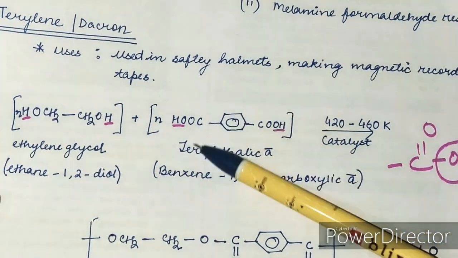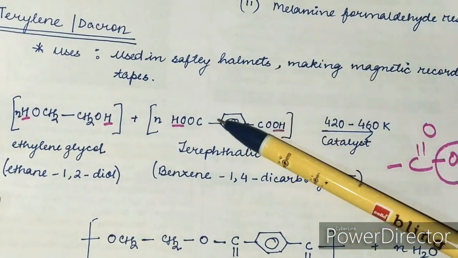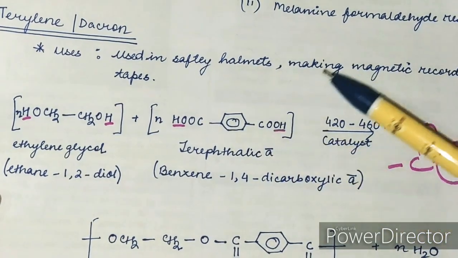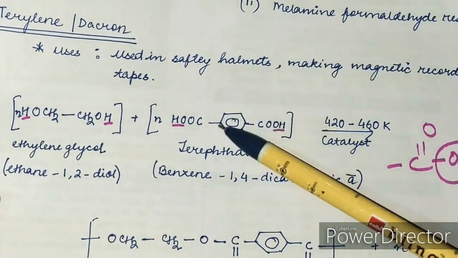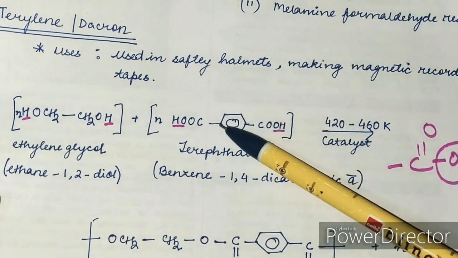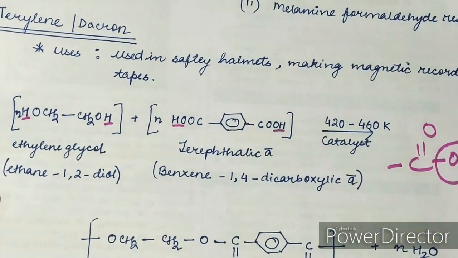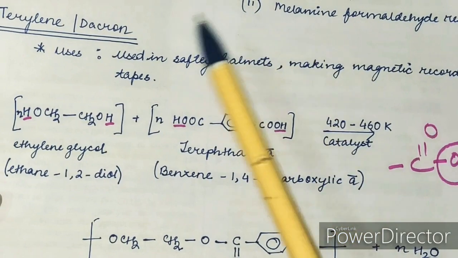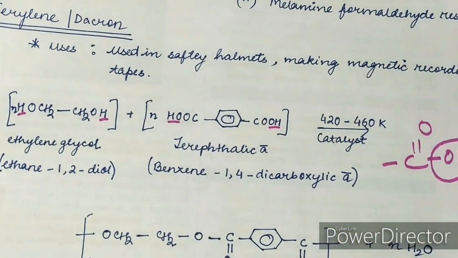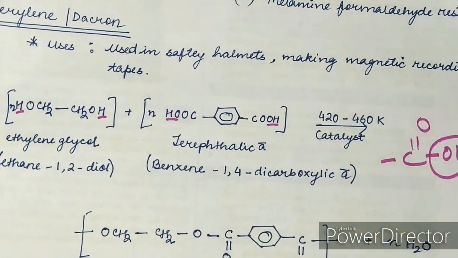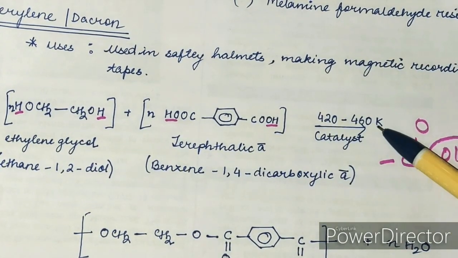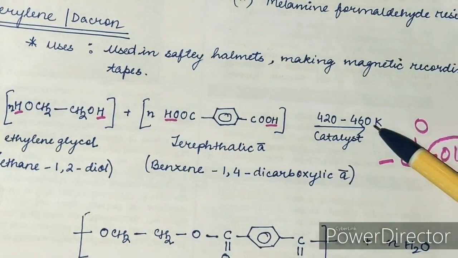Here the terephthalic acid is a ring structure, and on the two ends you will get the carboxylic acid group. So it is called benzene 1,4-dicarboxylic acid. I hope you have understood, students. Ethylene glycol and terephthalic acid are the two monomers of dacron. When you react these two in the presence of a catalyst at a temperature of 420 Kelvin to 460 Kelvin, you will get the terylene.